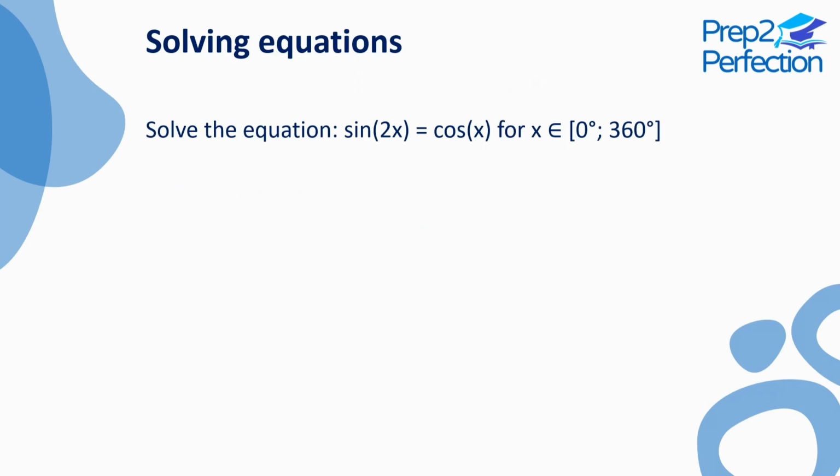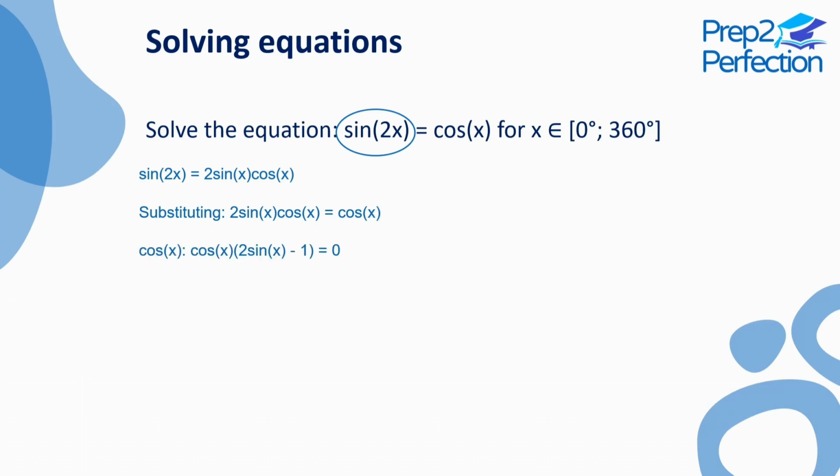Solve the equation sine 2x equals cos x for x between 0 degrees and 360 degrees. If you recall double angles, sine 2x is equal to 2 sine x cos x. Substituting, 2 sine x times cos x equals cos x. Factor out cos x. Cos x times open bracket 2 sine x minus 1 close bracket equals 0. Apply the zero product law.